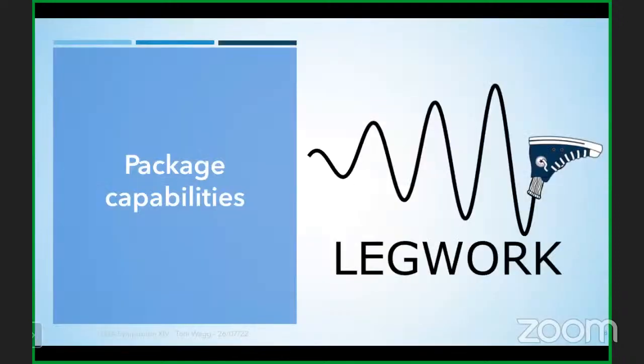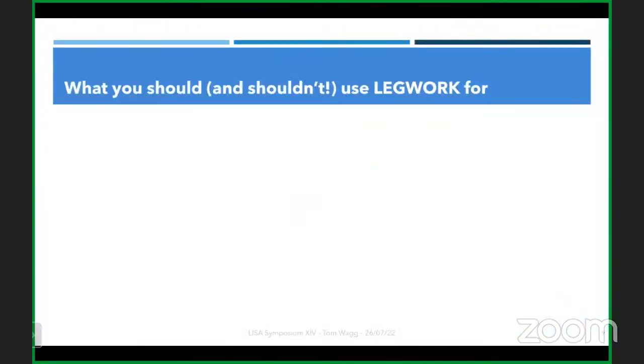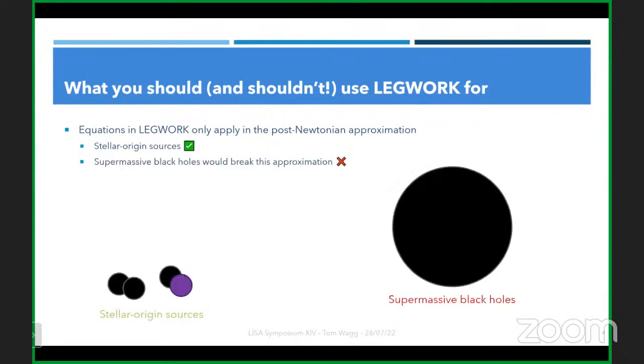So hopefully now you're excited about Legwork, and I can tell you a bit about exactly what it would do. Before we even get to that, what I want to say is what you should, and perhaps more importantly, shouldn't use Legwork for. All of the equations that we're using in Legwork only apply in the post-Newtonian approximation, and it's really quite a low order, about order 0.5. This is great for stellar origin sources that are still inspiraling, absolutely fine for those. But for supermassive black holes, things like that, that's going to break this approximation.